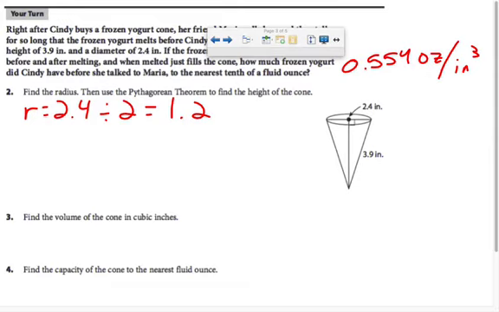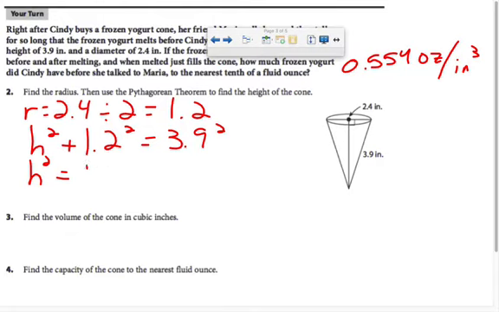My height, I do Pythagorean theorem to find, and I do h squared plus 1.2 squared equals 3.9 squared. So h squared is 3.9 squared minus 1.2 squared, which is 13.77. When I take the square root of both sides, I get that h is approximately 3.7. And so now I'm ready to plug into the formula.